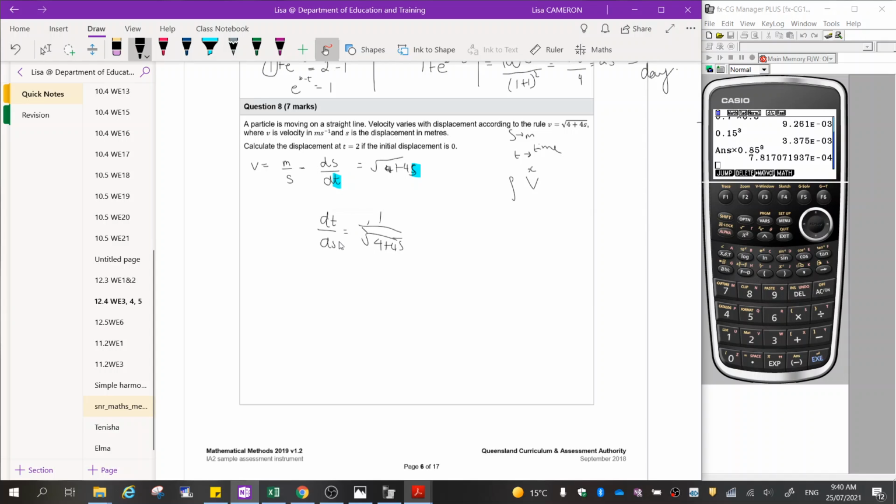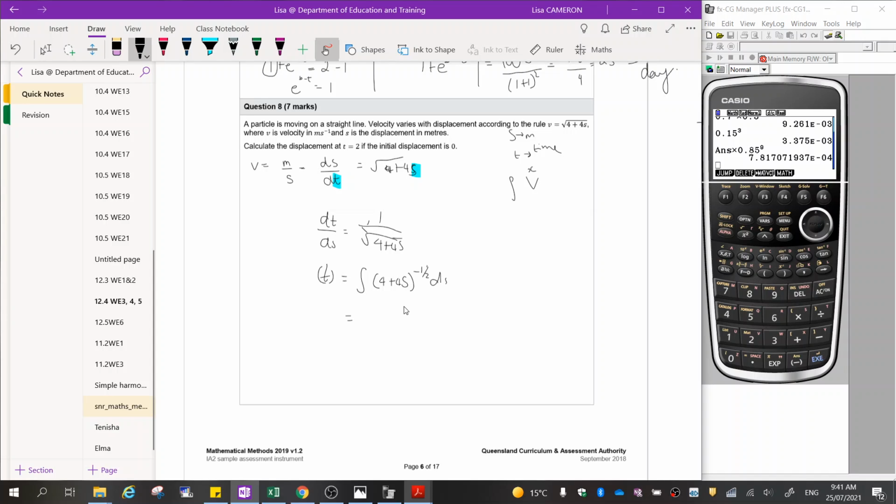Okay, so what that's done is now I can integrate this side with respect to s, instead of trying to integrate it with respect to t, which won't work because I don't have a t over here to integrate. So to work out our function in time, this is going to give us the time on this side and then our displacement on that side. So it's going to be the opposite to what you're used to. So all I have to do is integrate. Now I'm going to make this integratable by writing (4 plus 4s) to the power of negative a half with respect to s. Okay, so now I've got it in this form.